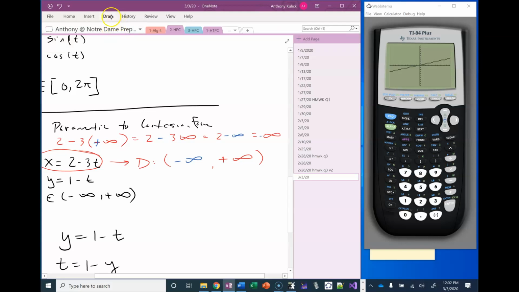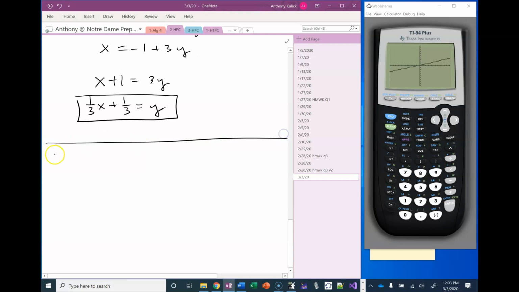But if I apply that same logic to the y-coordinate, what's the range here going to be? Also negative infinity to positive infinity, right? Since if I look at y equals 1 minus t, that's another linear function whose domain is all real numbers, so the range would also have to be all real numbers. Everybody's okay with that idea? Should we do it again? Yeah?